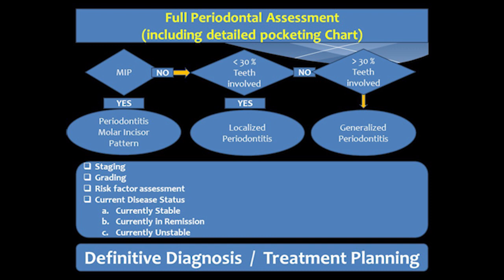And again, after full periodontal assessment, including the detailed pocketing chart, if there is no less than 30%, there are greater than 30% of teeth involved, then we will consider it as generalized periodontitis. Again, we will go for staging, grading, risk factor assessment, and current disease status, whether it is stable, in remission, or unstable. Then we will go for the definitive diagnosis and plan the whole periodontal treatment.